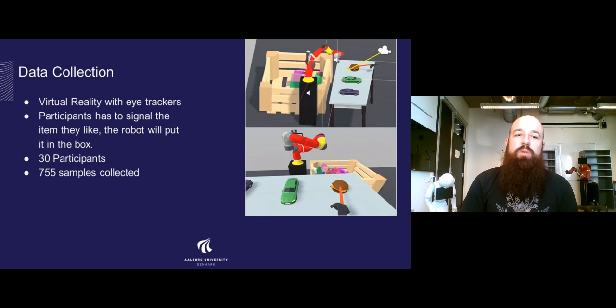The participants have to complete one task. This task consists in picking one object between three. The objects appear on the table, and the participant has to pick the one they like the most. During the time where the participant is looking, we are logging where the gaze is going. And then when the participant selects one object, we call it signal the object, the robot picks the object and puts it in the basket. You can see the representation in the figure. At the end, we have 30 participants and 755 samples to work with.